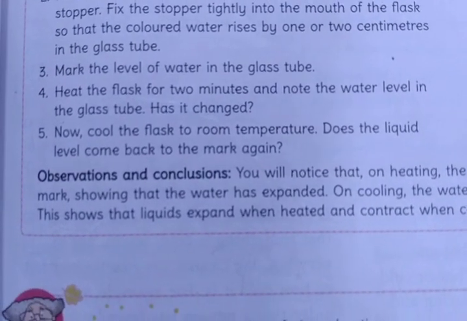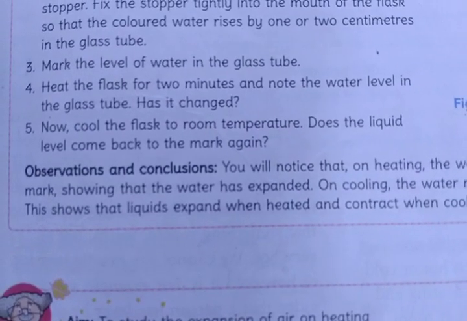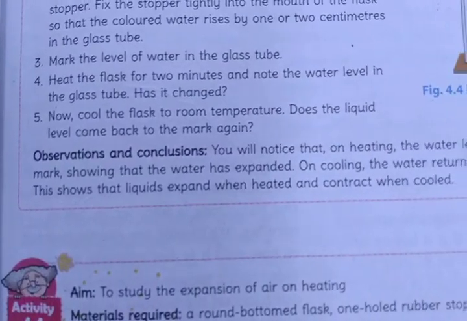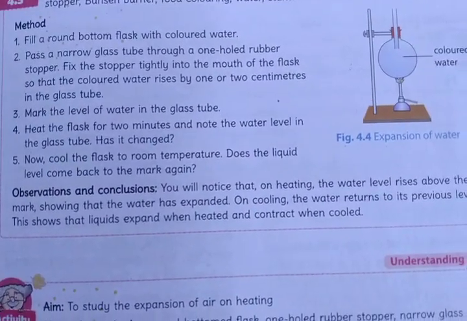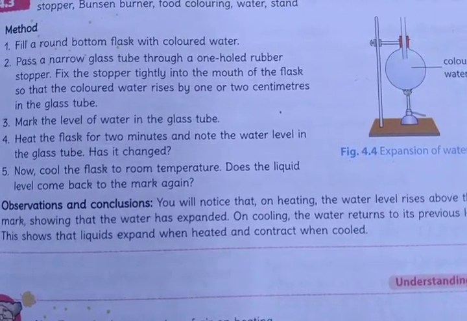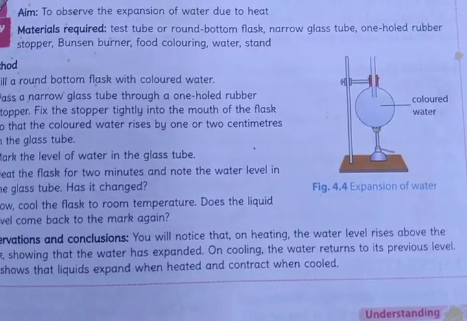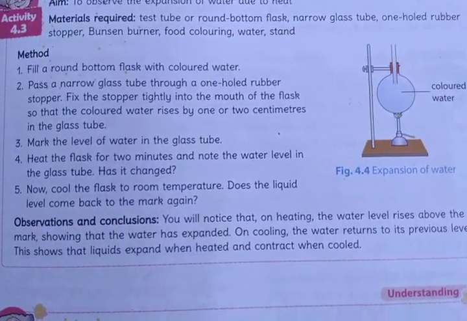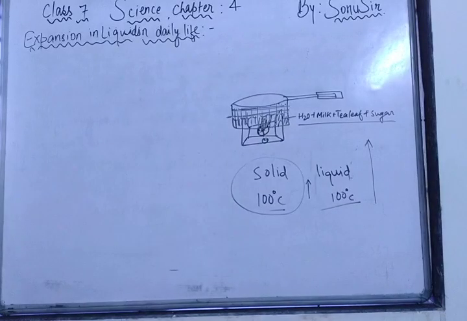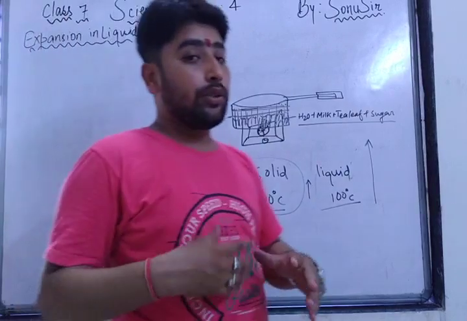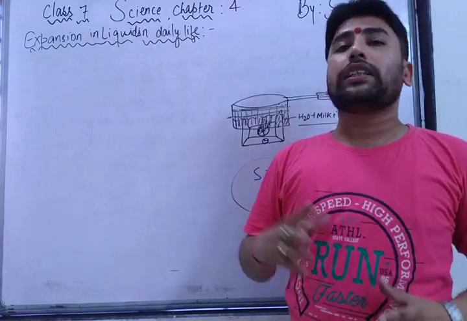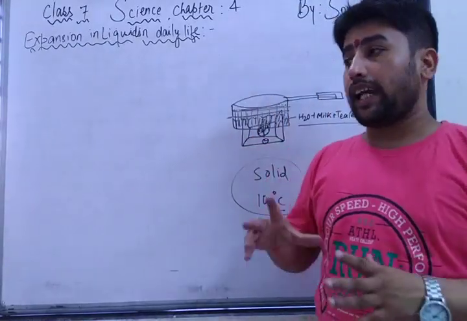Has it changed? Now cool the flask to room temperature. Does the liquid level come back to the marked level? Now the observation and conclusion. You will notice that on heating the water level rises above the mark, showing that the water has expanded. On cooling, the water returns to its previous level. This shows the liquid expands when heated and contracts when cooled. As I have already said, we understand that liquid expands on heating just by marking it, as I have shown you in this activity also. So you can see here and you can write this activity in your notebook.